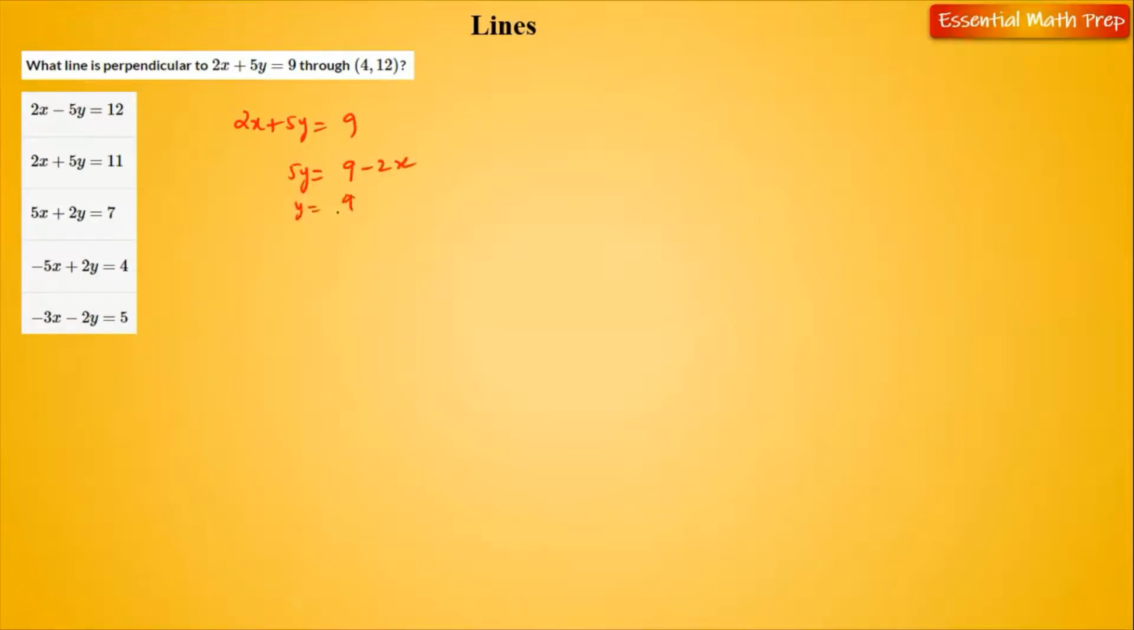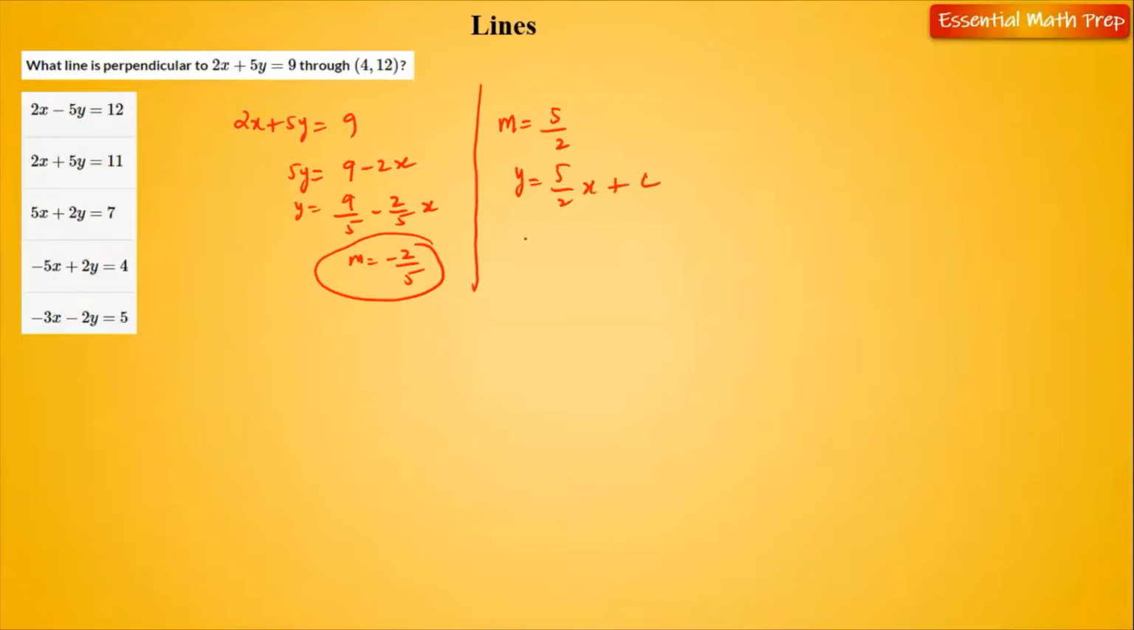So y equals 9 over 5 minus 2 over 5x. So we know the slope is negative 2/5. This is for this equation. For a line that's perpendicular to this equation, the slope would be the negative reciprocal. It will be 5 over 2. So the new equation would be y equals 5 over 2x plus c. And we know it passes through the point (4, 12). So x equals 4, y equals 12.